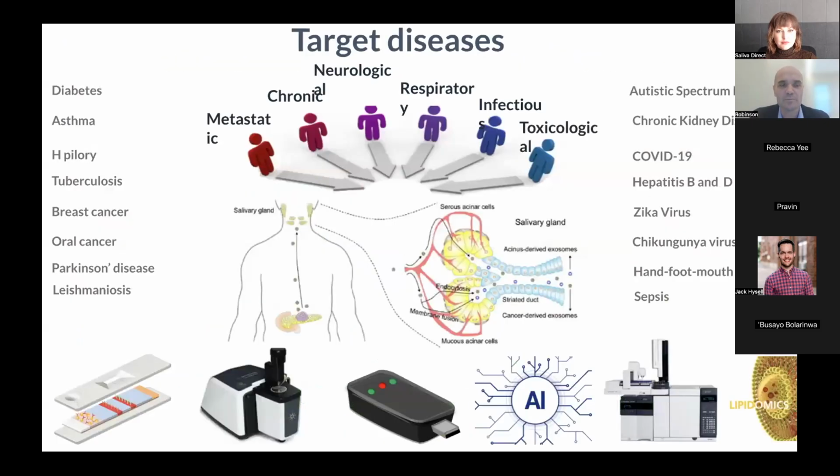Our research has been conducted using metastatic, chronic, neurological, respiratory infection, and toxicological diseases. This is connected due to the intense connection of the blood and salivary glands. Sorry, I believe that when I sent the other PowerPoint mode, some changes occurred here. But on the left side, we have the several diseases that we have worked on, and in the picture below, we have the image of the diagnostic platforms that I will present in this talk.